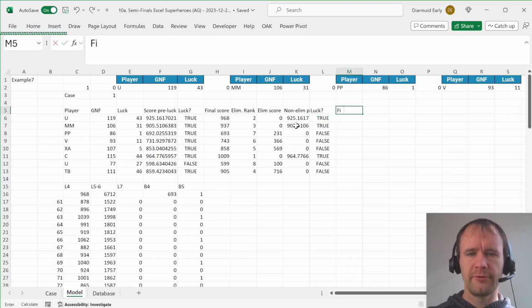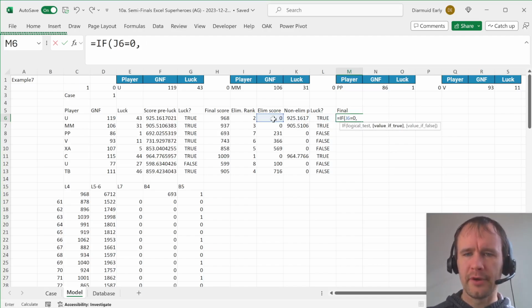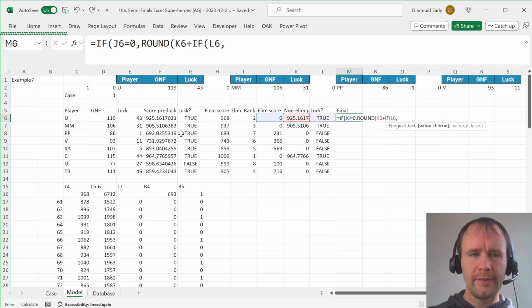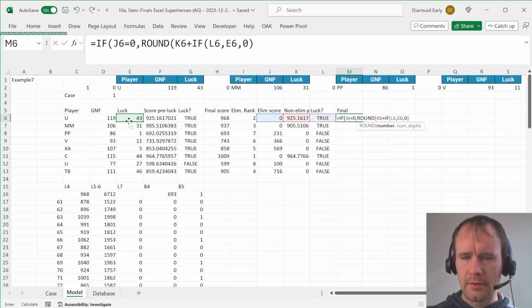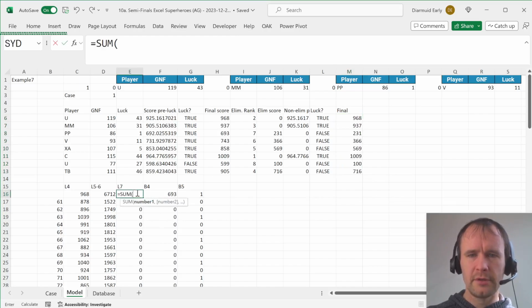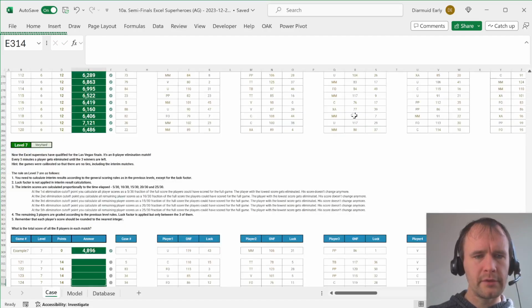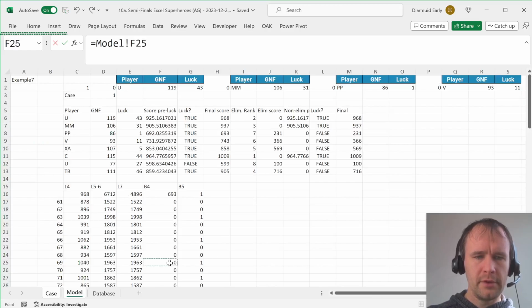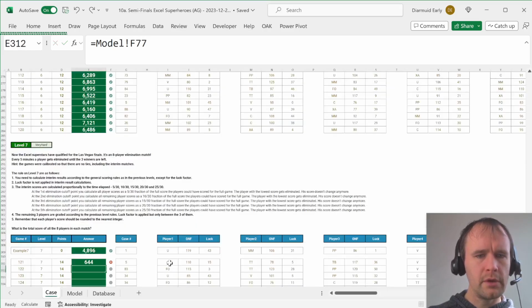So luck comes in for everyone. And then final is going to be, let's just in case, let's start with if this equals 0, then 0. Well, actually, no, then I guess we take that. Sorry, if this equals 0, then we want round of this plus, if you get luck, then add the luck, otherwise 0. Round that to 0 decimal places, and if you were already eliminated, then we take your elimination score. That's the final scores. I'm interested in the sum of those for level 7. So let's hit refresh. 4, 8, 9, 6. Yes, that's good. So then we come down here, and I think I want from 121 on.